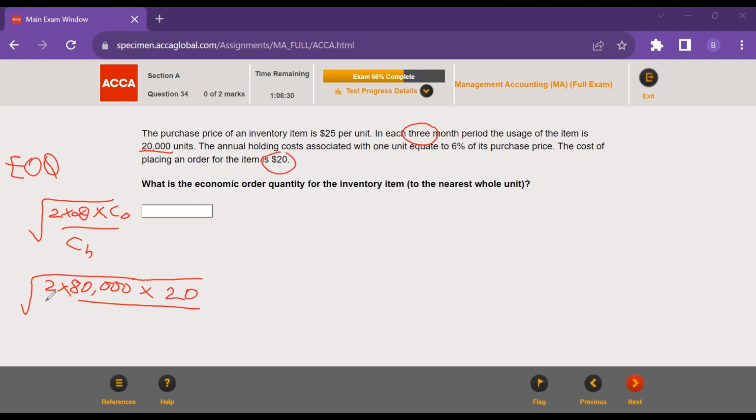And then let's find out how much our holding cost is. So the holding cost associated with 1 unit equals 6% of its purchase price. So I will take the purchase price, which is given as 25. So 25 multiplied by 6%. If you work out this calculation, you will get your answer as 1461. So this is what you will answer and move on to the next one.